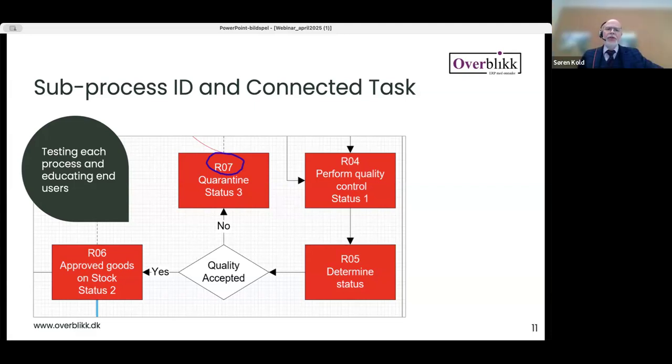And if you see the blue circle that I have around this R07, that was actually the connection between the Rectest and our process overview. So we could always define where we were, what we were doing, and in what kind of link in the process this was connected.